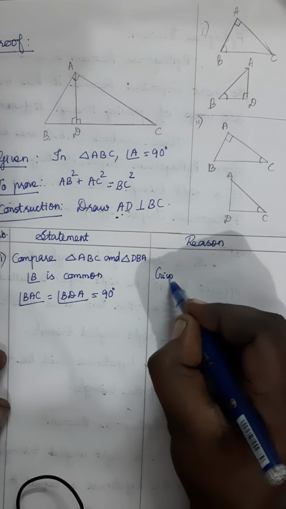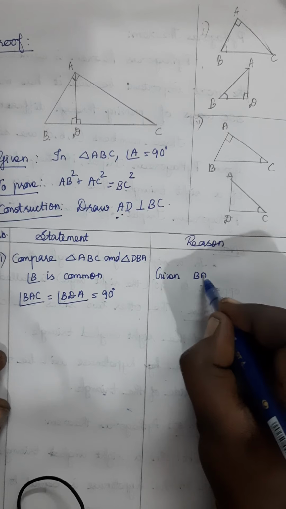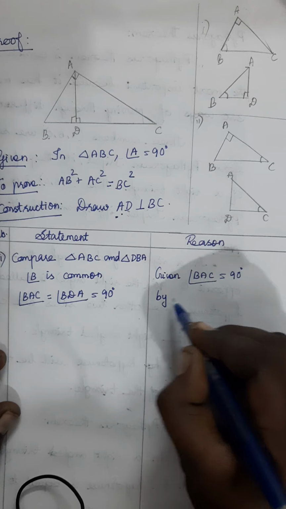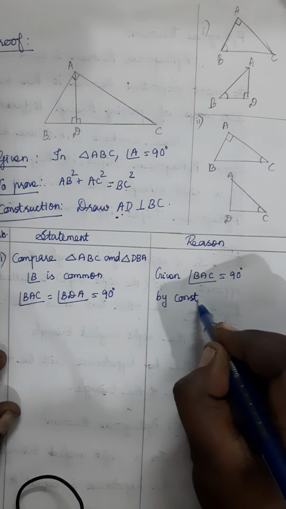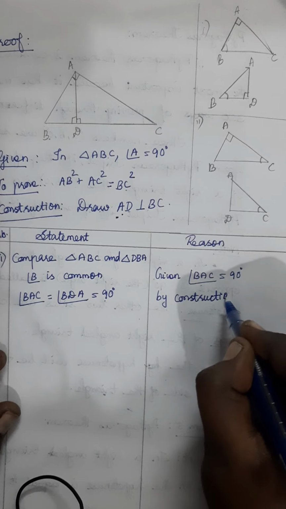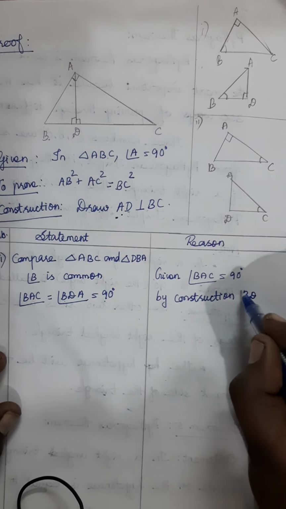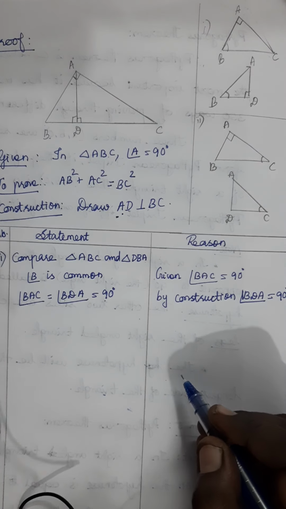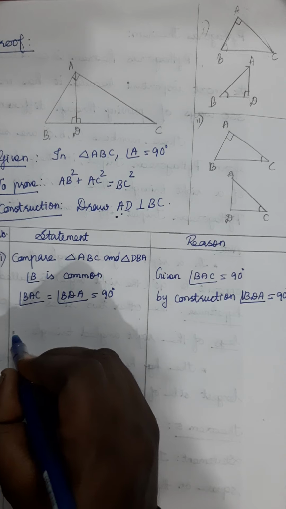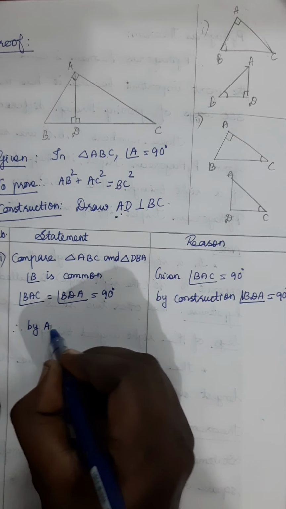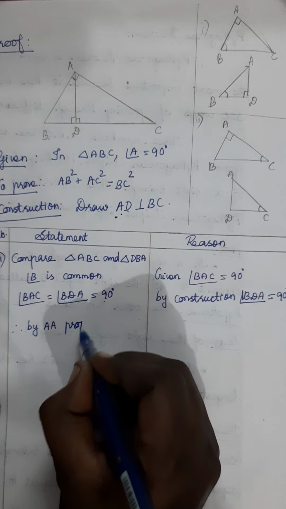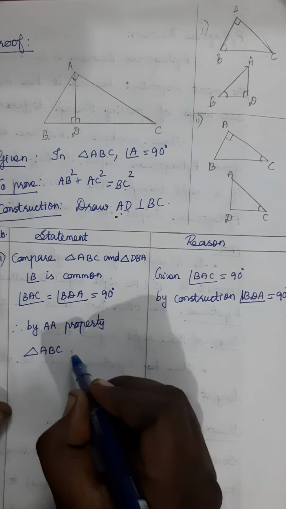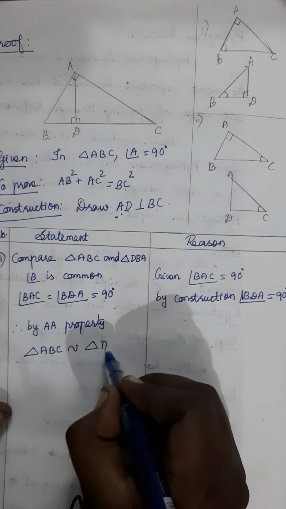Given, angle BAC equal to 90. By construction, angle BDA equal to 90. Okay, are all clear? So since both the angles are equal, we can write by double A property, triangle ABC is similar to triangle DBA.